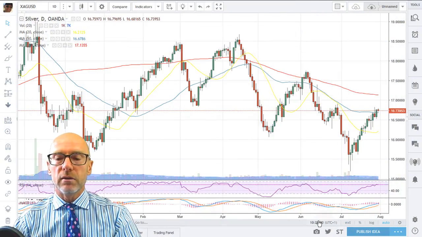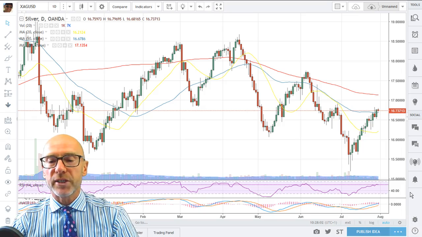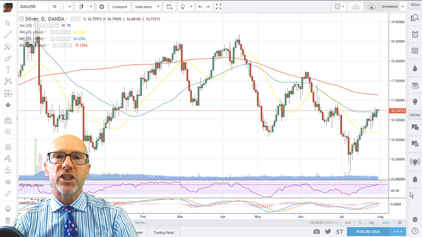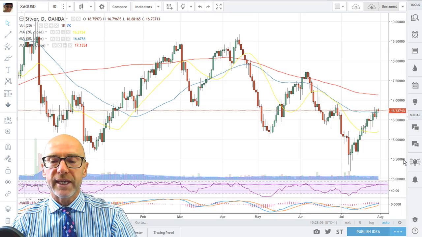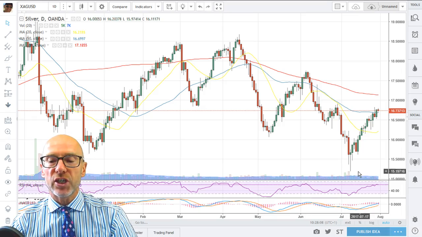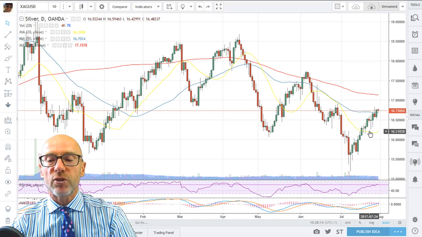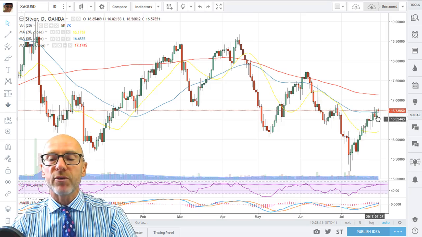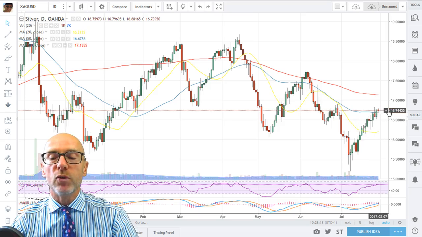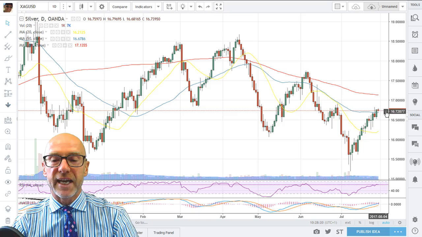So here we are, starting with the daily. Each candle represents 1 day's trade. And you can see that we've had a good 3 weeks. We've bounced up through the resistance of the downtrending 20-day moving average. And on Friday, we moved back above the 50-day.